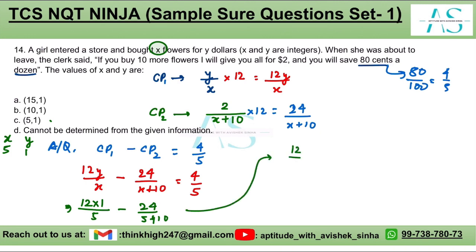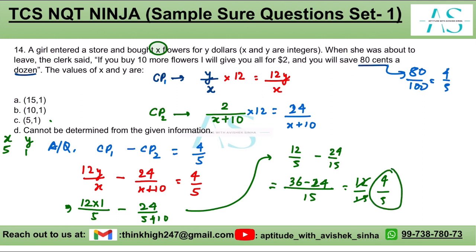It would be 12 by 5 minus 24 by 15. If I solve this further, over 15 this is 36 minus 24, which is 12 upon 15, and upon simplification it is 4 upon 5. So LHS is equal to RHS, and these are the exact values of x and y. Option C seems to fit in.